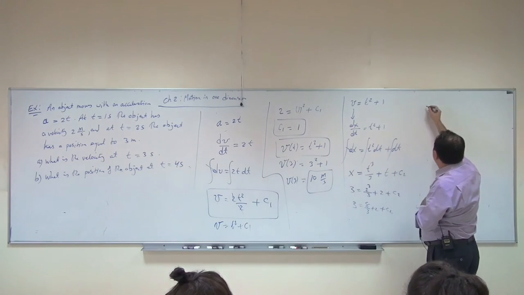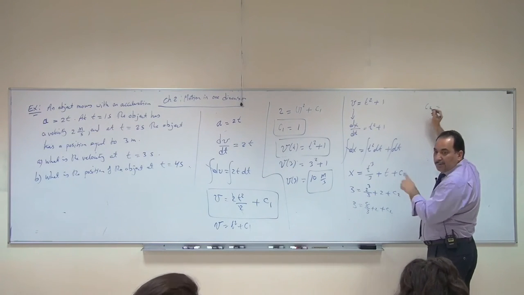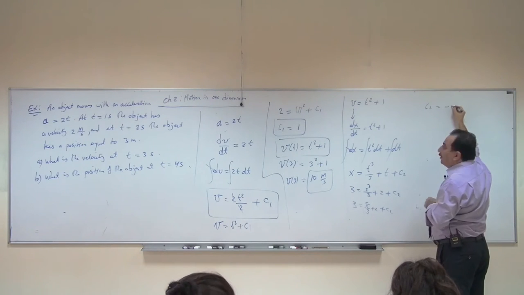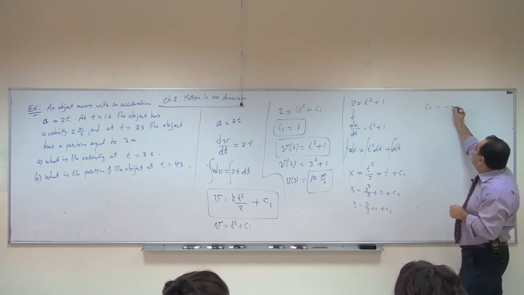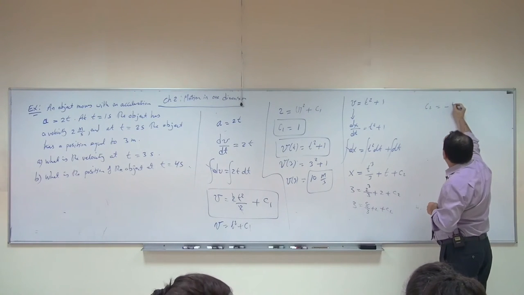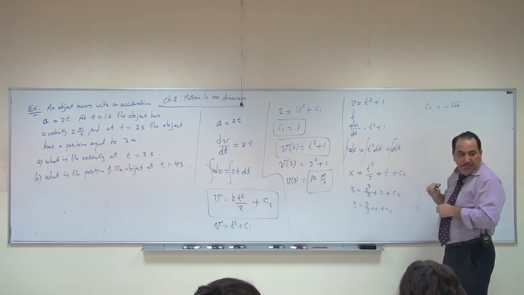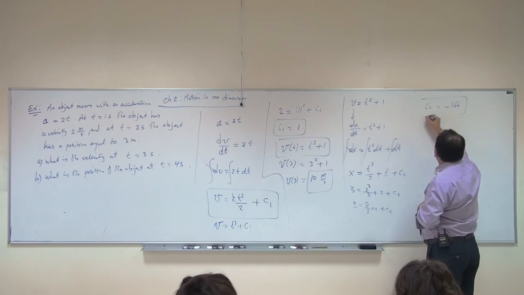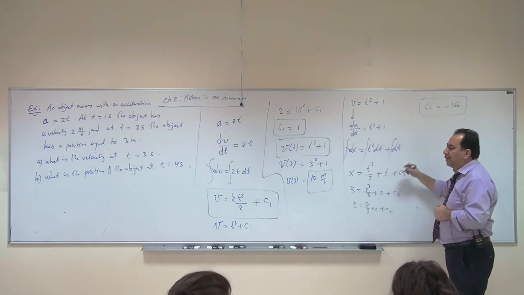So C2, then final. Minus 5 over 3. No, give me as a decimal, it's better. Minus 1.66. 1.66, yeah? Okay. So what is my function now?